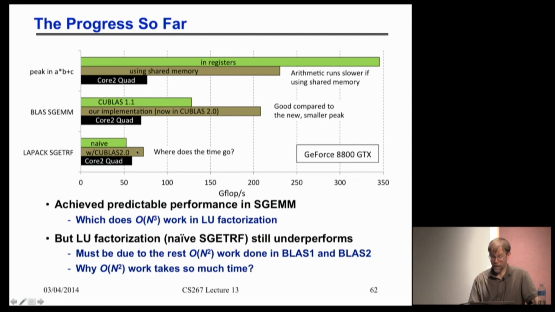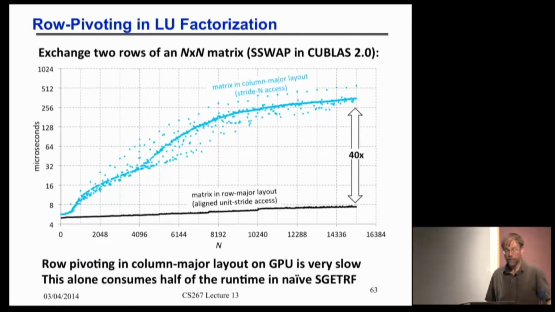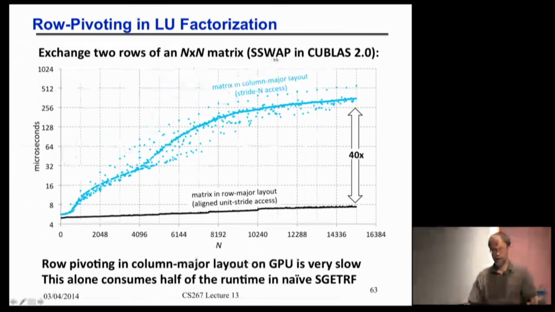So let's figure out where the time goes. And so first thing is that doing the row pivoting turned out to be very, very slow. This took half the time to actually exchange rows. And this is the S-swap subroutine in cuBLAS. And so the vertical axis is time, so down is good.